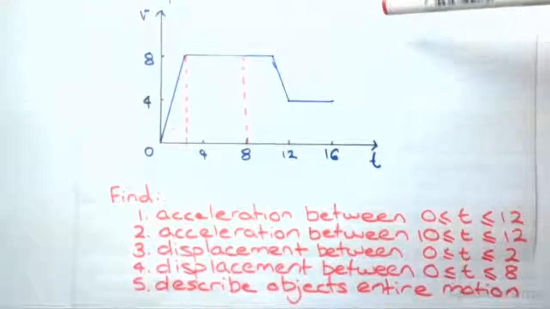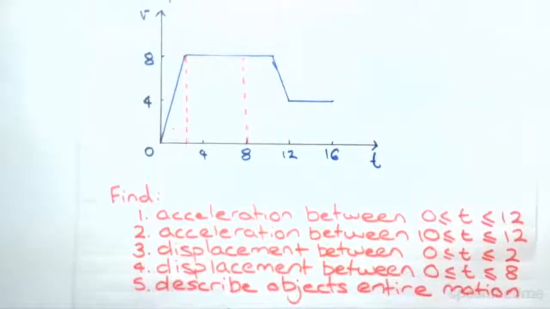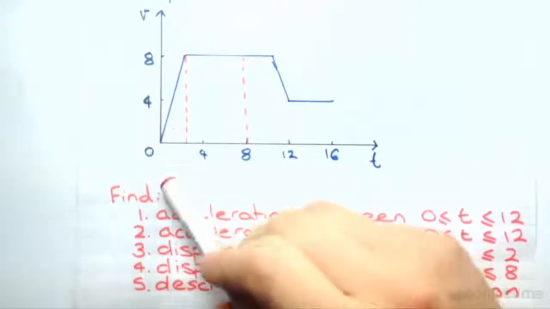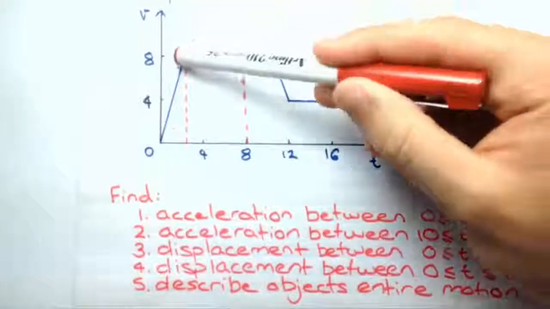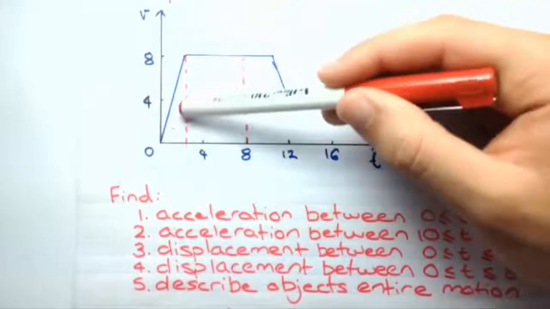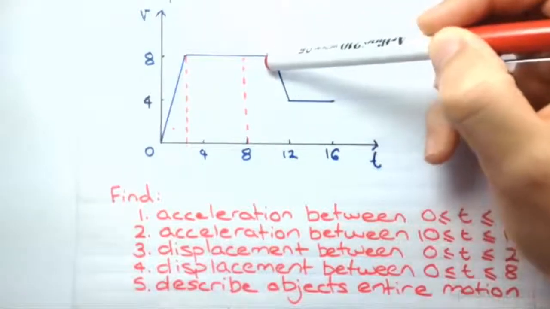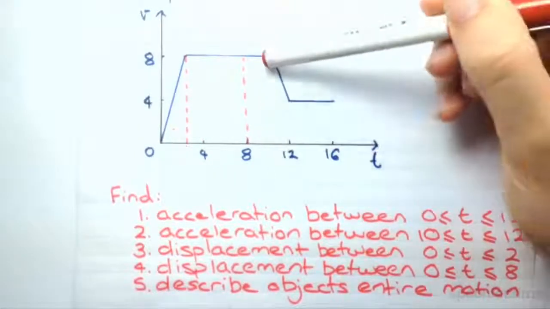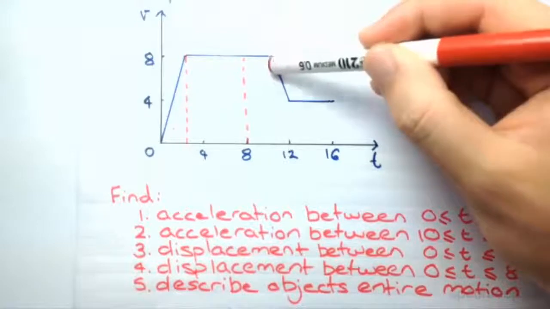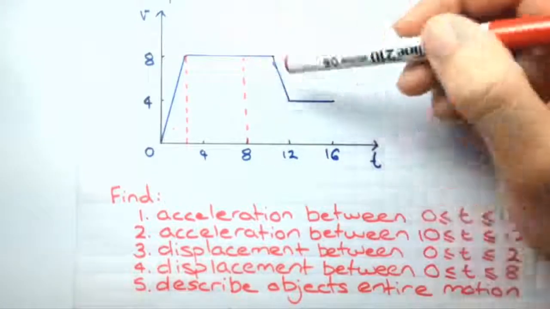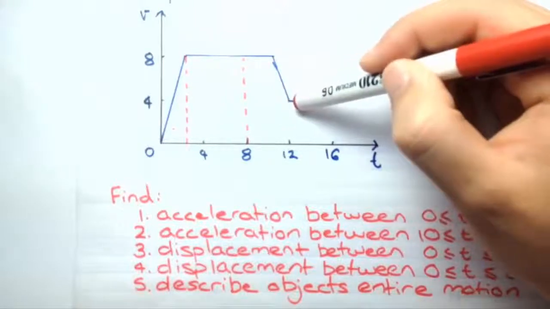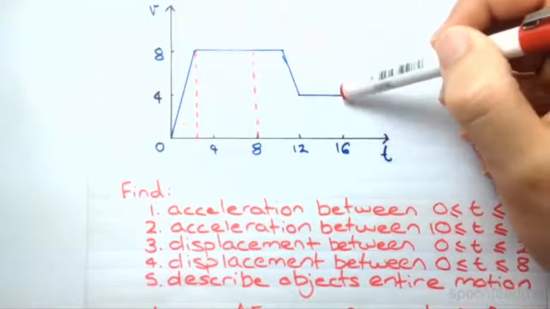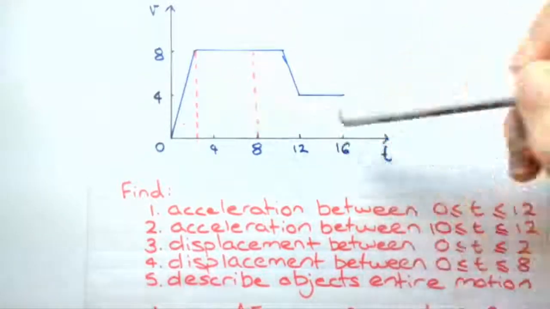What you'd say is possibly the body starts at rest because the velocity starts at 0. That's always a nice way to start. Velocity starts at 0 and accelerates to 8 units per second in 2 seconds. It then maintains a constant velocity for the next 8 seconds. Then decelerates to 4 units per second over 2 seconds, and then maintains a constant velocity from 12 seconds to 16 seconds, and the constant velocity is 4 units per second.